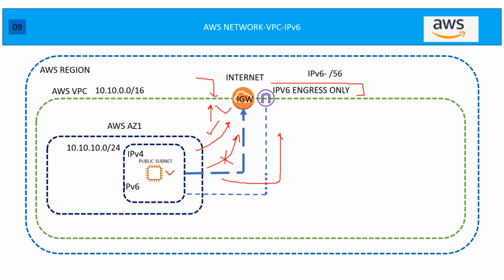What it means is, maybe I have some requirement where I need to download some patches from the internet. So this outbound traffic is allowed, but nobody can initiate any traffic from the internet to my IPv6. We'll see how it works when we validate it on the same instance.